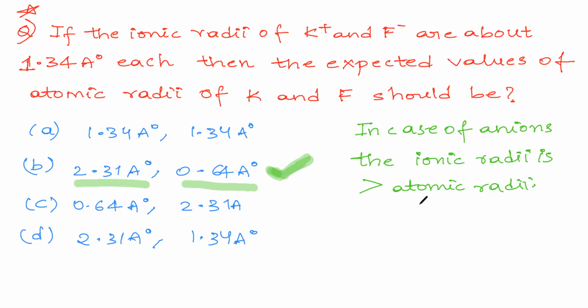In the fourth option also we can say a little bit, but the second option is correct because the ionic radii is always greater than atomic radius, so it cannot be equal. So that's why the second option. I hope this is clear. Next question.